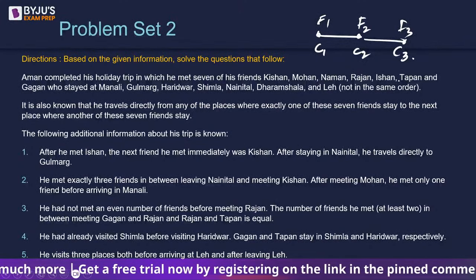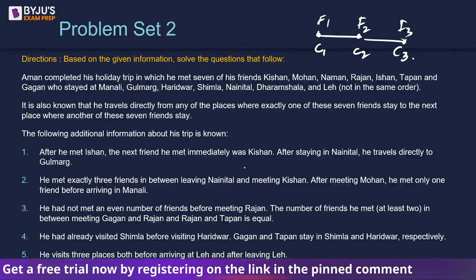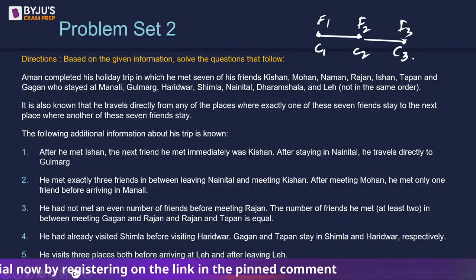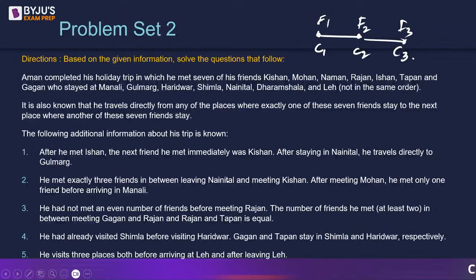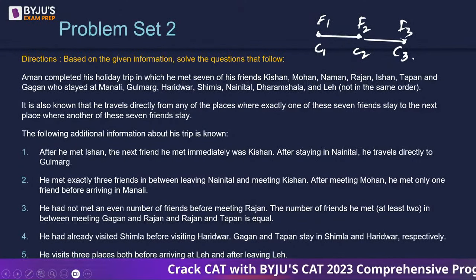The following additional information is known about his trip. After he met Ishan, the next friend he met immediately was Kishan. After staying in Nainital, he travels directly to Gulmarg. He met exactly 3 friends between leaving Nainital and meeting Kishan. After meeting Mohan, he met only 1 friend before arriving in Manali. He had not met an even number of friends before meeting Rajan, and so on and so forth.